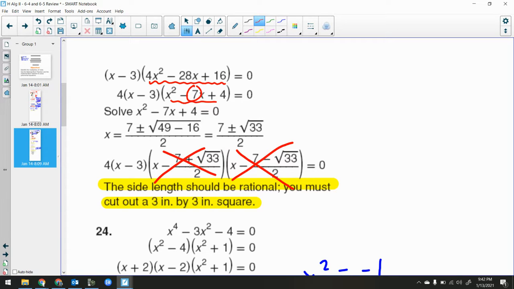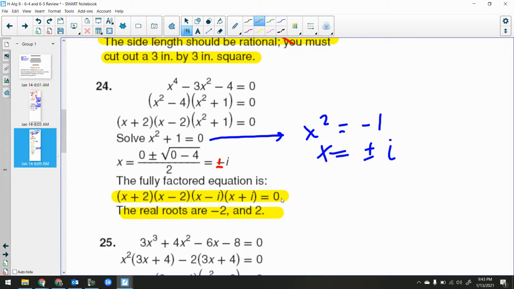Now, these answers are irrational, so there's not a possibility of those being a solution because it's an actual concrete thing. So the only possible solution is our x equals 3. So the side length should be a rational number, so you got to cut out a 3 by 3 inch square. Okay. Here's number 24.